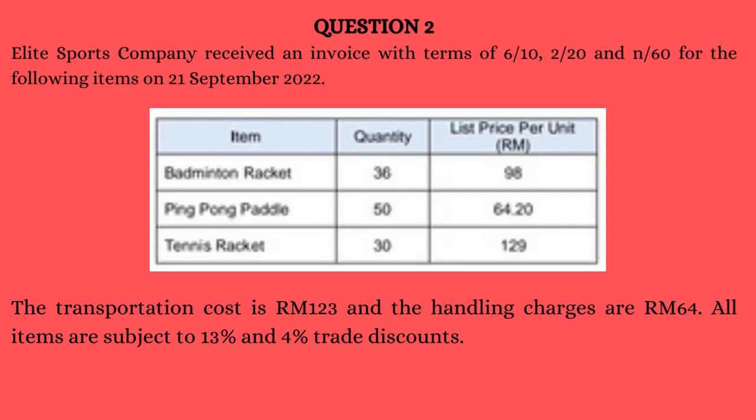The badminton racket quantity is 36 and the list price per unit is 98 ringgit. The second item is ping pong paddle. The quantity is 50 and the list price per unit is 64 ringgit 20 cent. And the third item is tennis racket. The quantity is 30 and the list price per unit is 129 ringgit. The transportation cost is 123 ringgit and the handling charge is 64 ringgit. All items are subject to 13% and 4% trade discount.